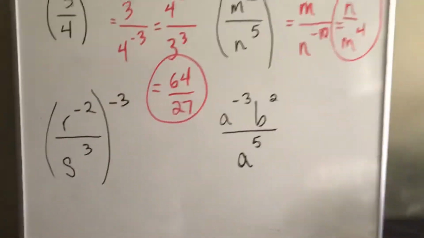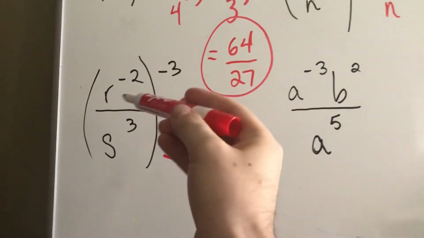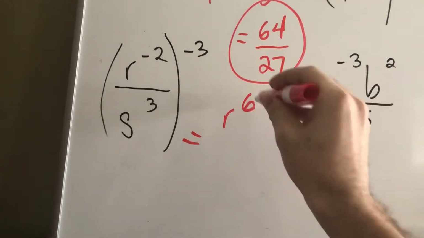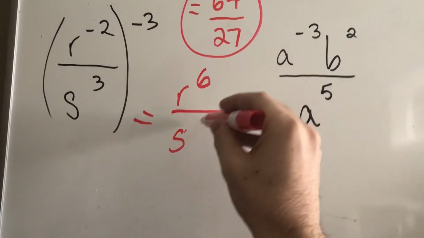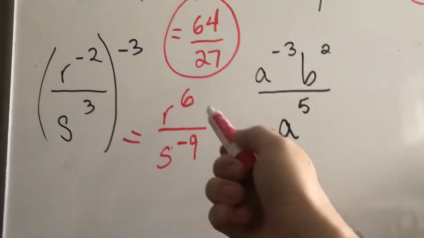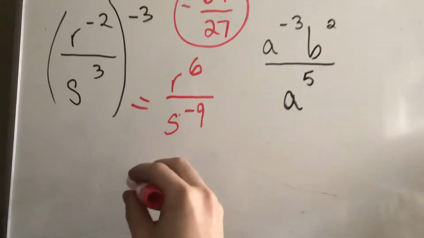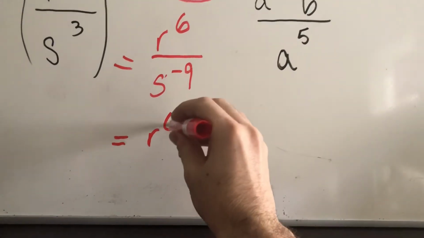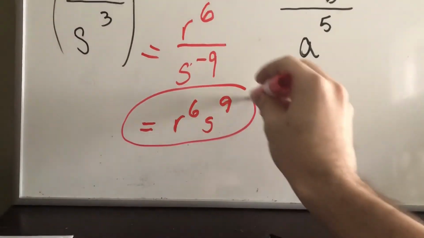2 more examples. Let's do quotient rule first for this one down here. When I apply the negative 3 to the numerator, it's going to become positive. When I apply it to the denominator, we get s to the negative 9th. So r to the 6th in the numerator is fine. This negative exponent in the denominator is going to come up. So what we wind up getting is no longer a fraction. It's r to the 6th, s to the 9th, that's it. Denominator of 1.